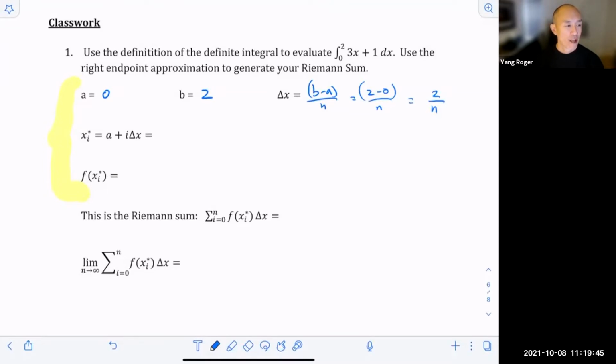I want to use the right endpoint, which is that xi star that I chose there. My a is 0. I'm going to be pedantic and put in the 0 plus i times 2 over n. And then I'm going to write that just as 2i over n.